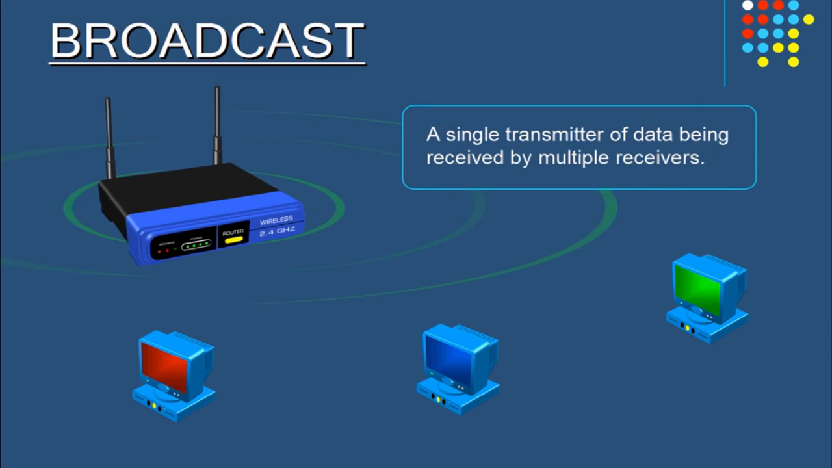The term broadcast refers to when there is a single transmitter of data, and that data is being received by multiple receivers. For example, a wireless router can broadcast its wireless signal and be picked up by multiple computers to access the internet.